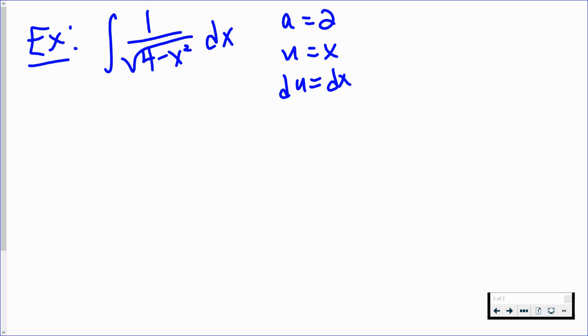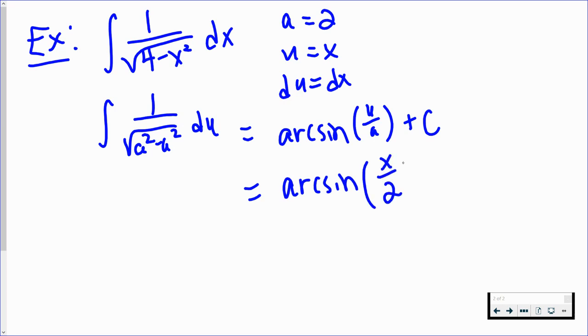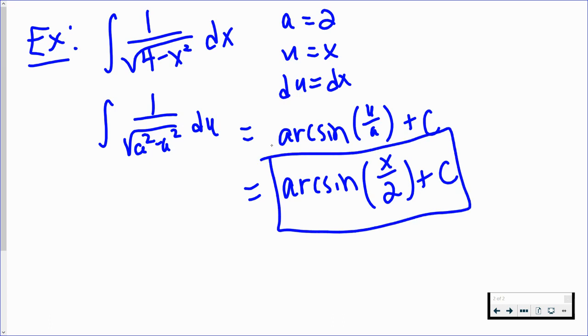If we rewrite this, and you can rewrite it if it helps you see where everything comes from, this would be 1 over the square root of a squared minus u squared du. Now if we take that integral, we know that it is equal to the arcsin of u over a plus c. So let's plug back in our u and a. This is arcsin of x over 2 plus c. You could take that derivative quickly to check that it gives the correct function.